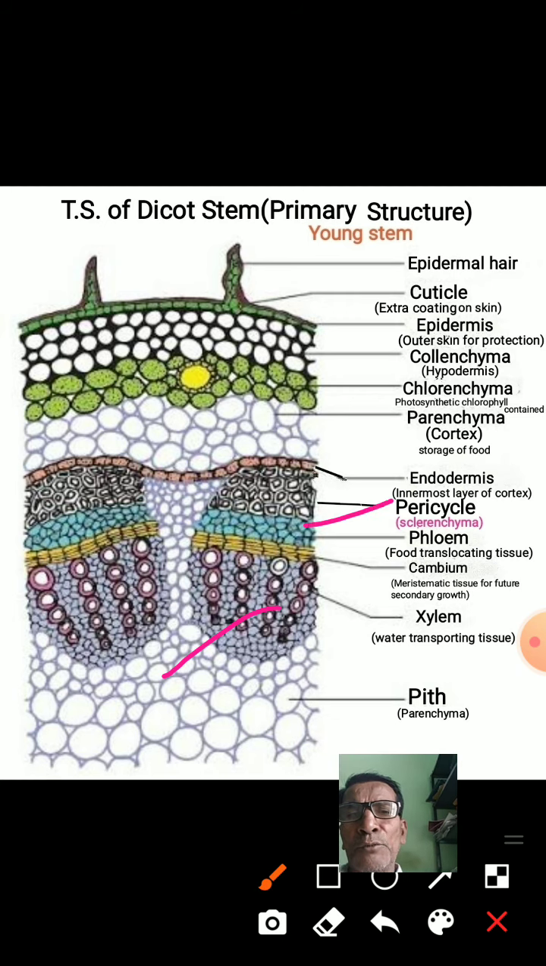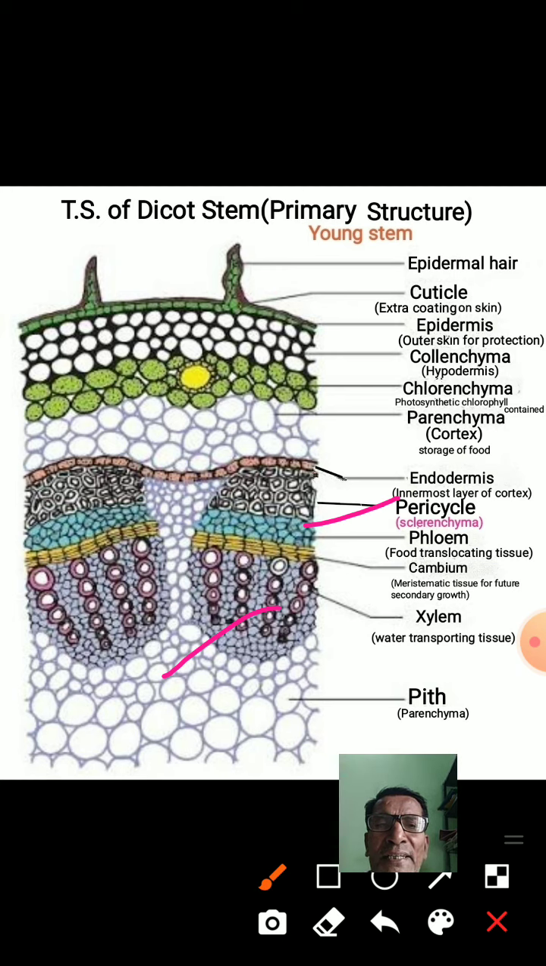For example, this blue color is the phloem. This phloem is a food transporting tissue. The food synthesized in the green part of the plant body by the process of photosynthesis is transported to the rest of the plant body with the help of the phloem. So this is food translocating tissue. We call it phloem.